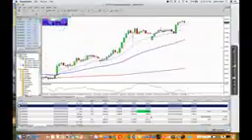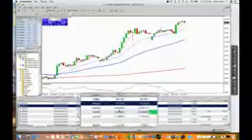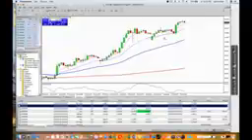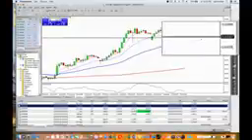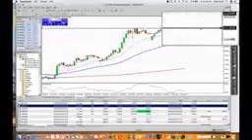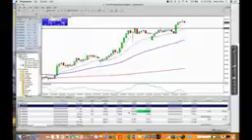Okay, so you can see I bought it at 6361 thereabouts, 6361. Roughly about there. Stop loss was 6345.